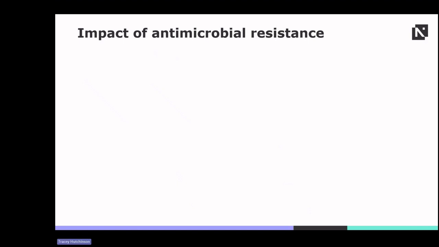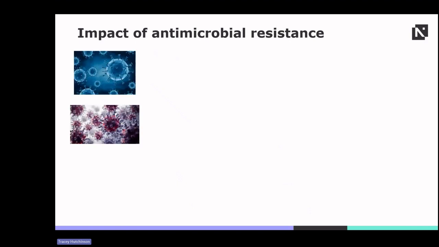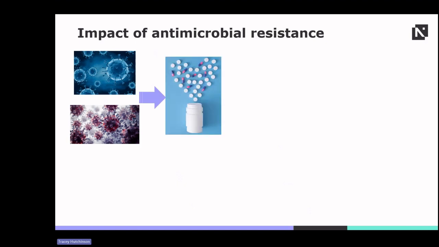So what is the meaning of antimicrobial resistance? Antimicrobial resistance refers to the ability of microorganisms such as bacteria, viruses, fungi, and parasites to resist the effects of antimicrobial agents, including antibiotics, antivirals, antifungals, and antiparasitic drugs. This resistance occurs when microorganisms evolve mechanisms to withstand the effect of these drugs, rendering them less effective or ineffective in treating infections.